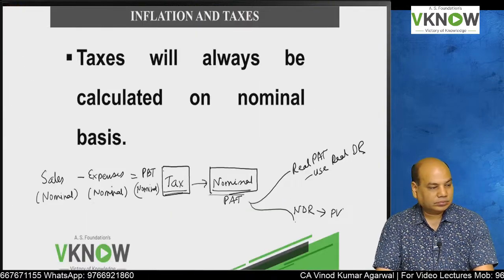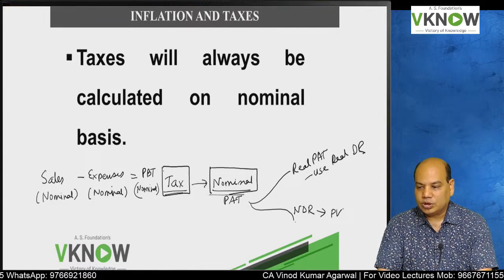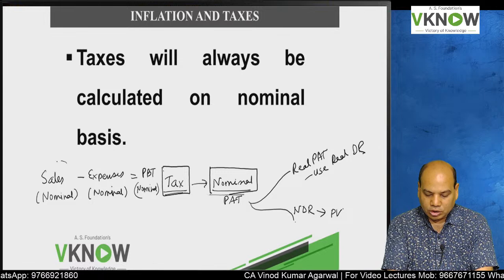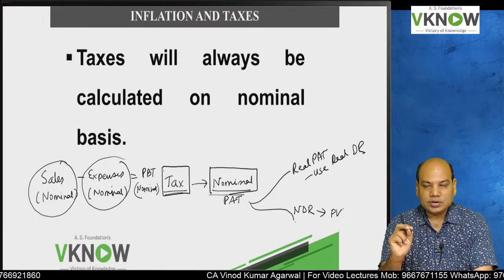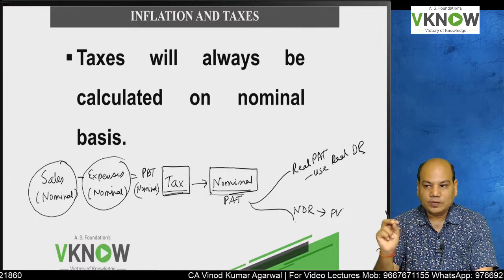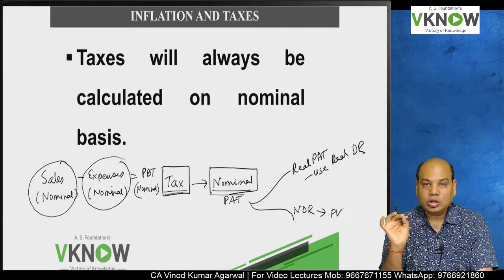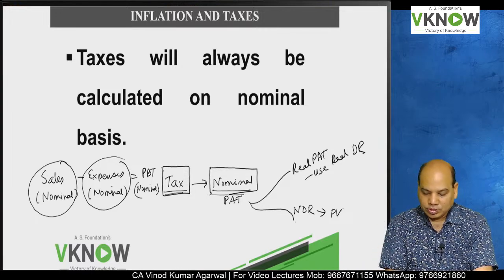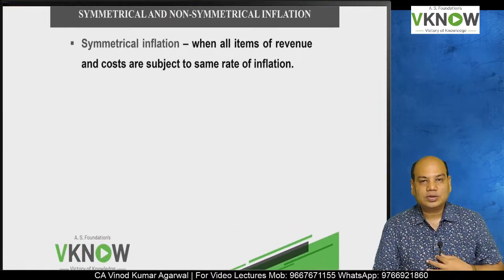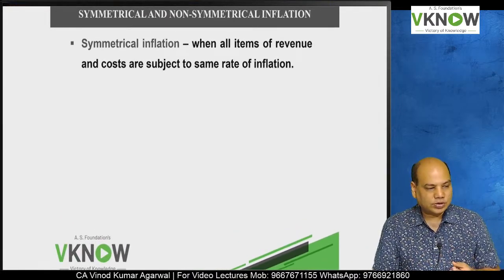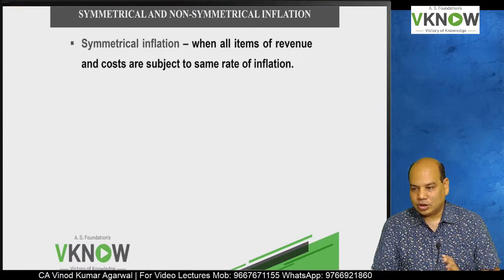Is it right? So this is how we will work. In those questions where we have to compute taxes, all income, all expenses will be first brought on the basis of nominal cash flow, because tax is calculated on nominal cash flow. That time you don't have a choice. Once you compute the nominal PAT, then you have a choice. You can either apply real to real or nominal to nominal concept.